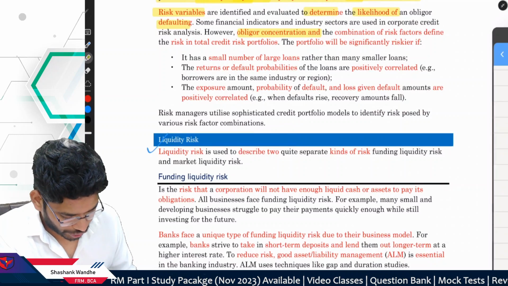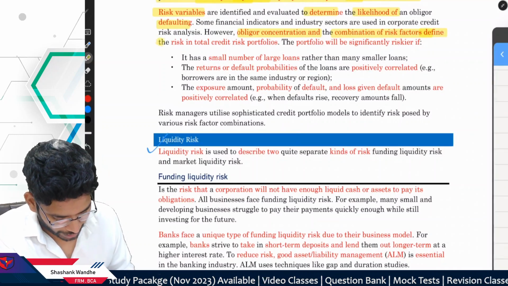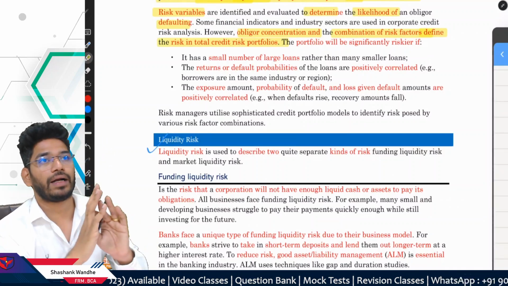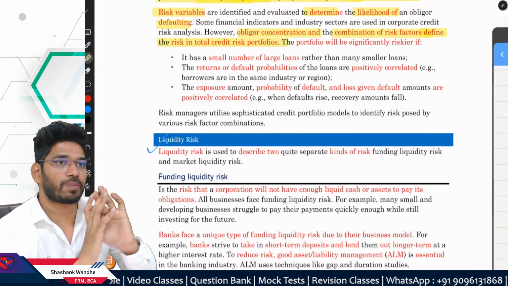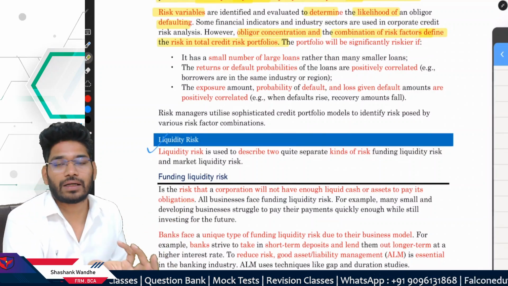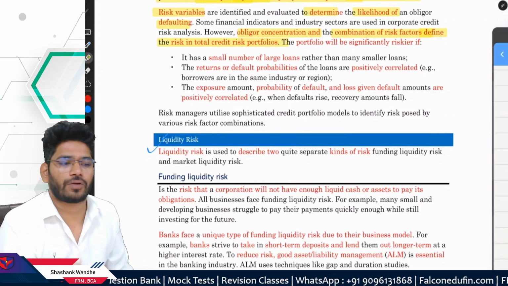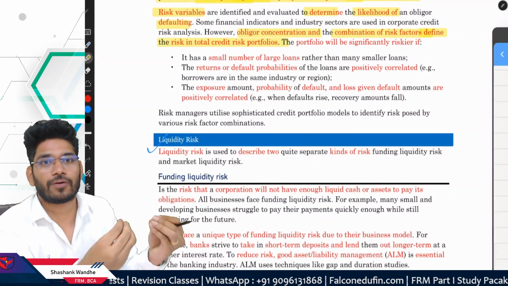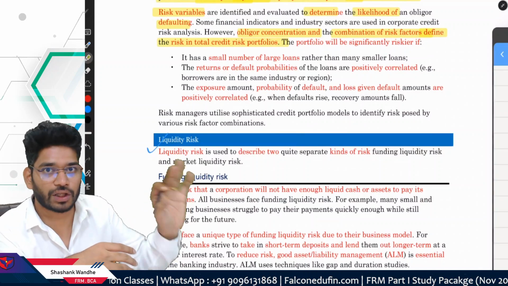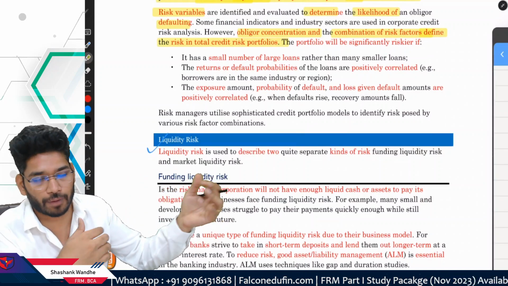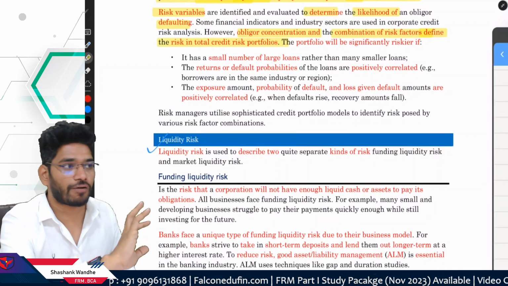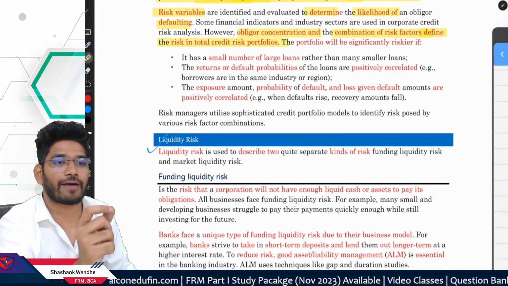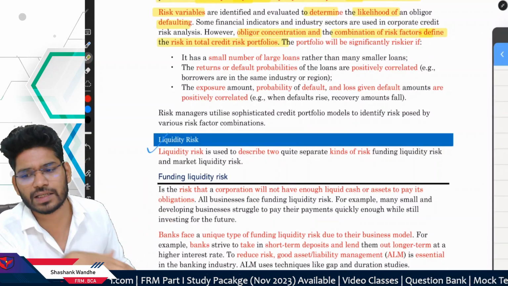The obligor's concentration and the combination of risk factors define the risk in total credit risk portfolio. Obligor concentration means if you are providing loans as a bank, mainly for credit card loans, obviously that will impact your portfolio. Your portfolio means total loans provided by your bank. So total risk in the portfolio will be defined by the concentration of the obligors. Obligors means those who borrowed from the bank. So if you have concentration of one kind, then higher risk for, say for example, the credit card loans, and if you have loans like the home loans, then the risk will be lower. This is the meaning of the statement.